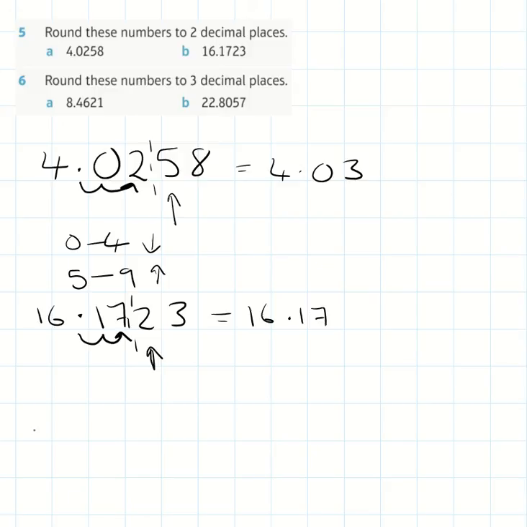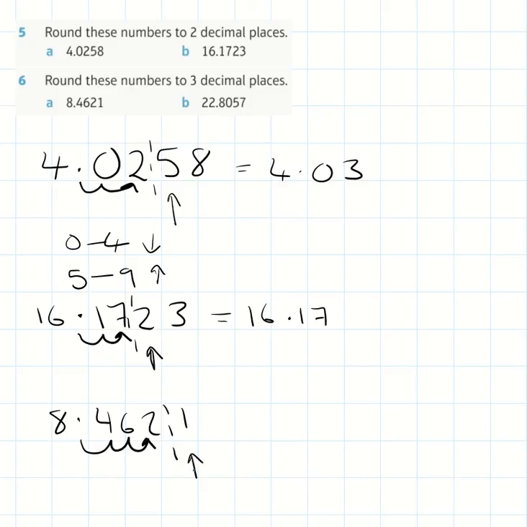as our rounded number. Now, we'll just have a look at one example of 3 decimal places. So we've got 8.4621. Now, because we're looking at 3 decimal places, we're going to go 3 numbers this time to the right before we put our cut line.